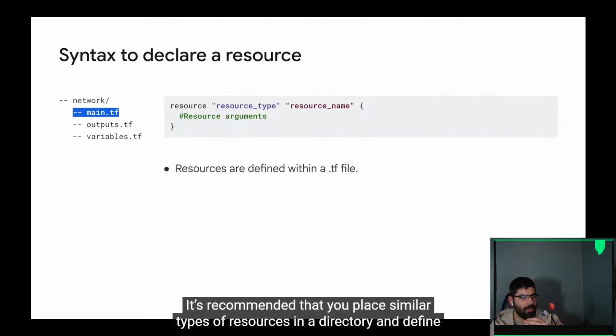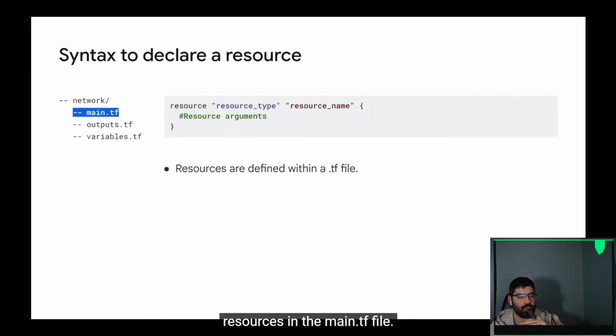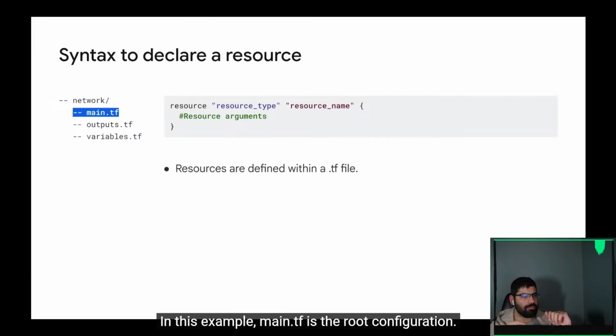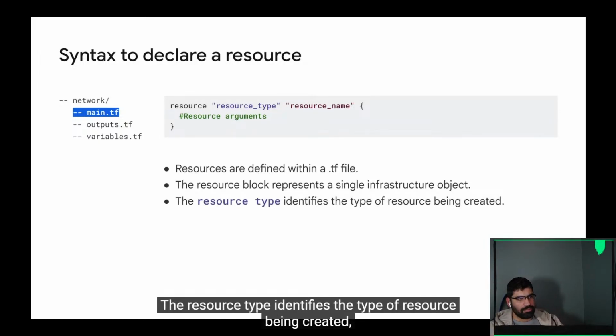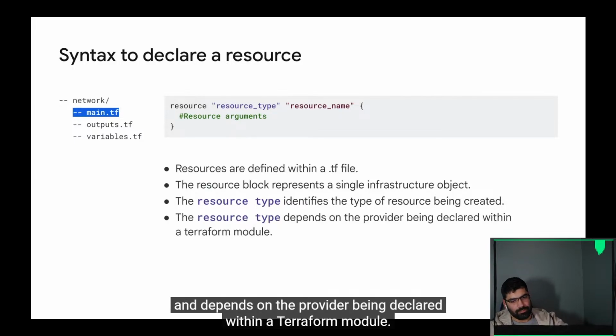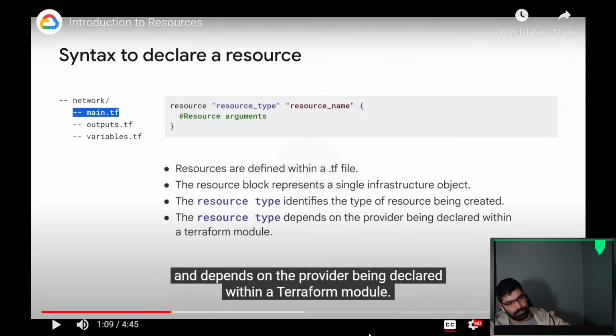It's recommended that you place similar types of resources in a directory and define the resources in the main.tf file. In this example, main.tf is the root configuration. The resource block is used to declare a single infrastructure object. The resource type identifies the type of resource being created and depends on the provider being declared within a Terraform module. So basically, for every resource, if you're creating two VPCs, create two resource blocks instead of one, and stuff like that.